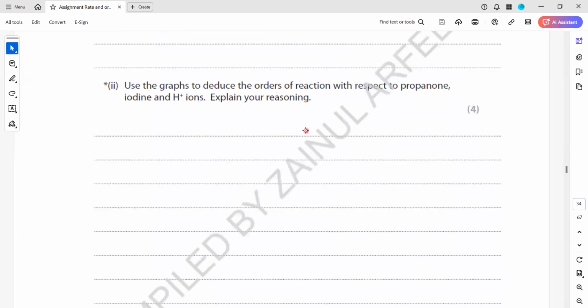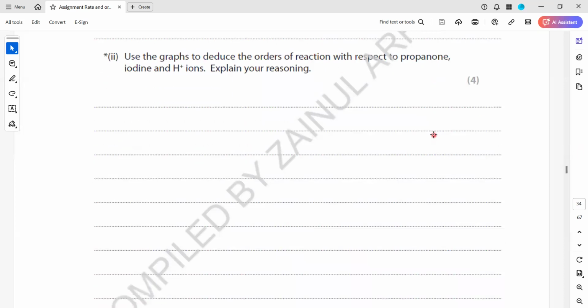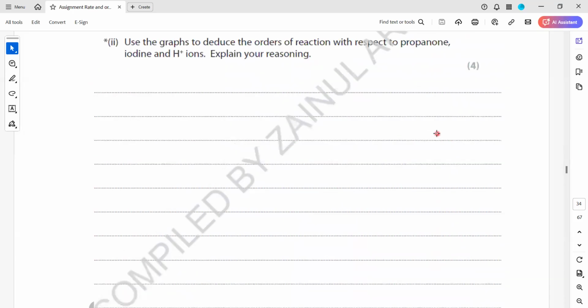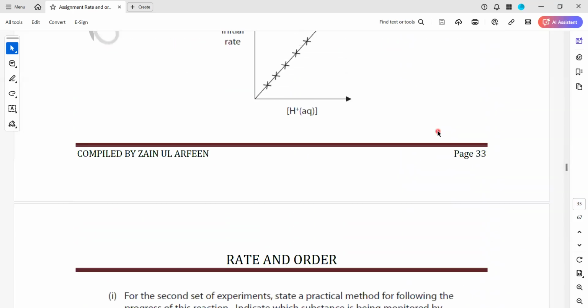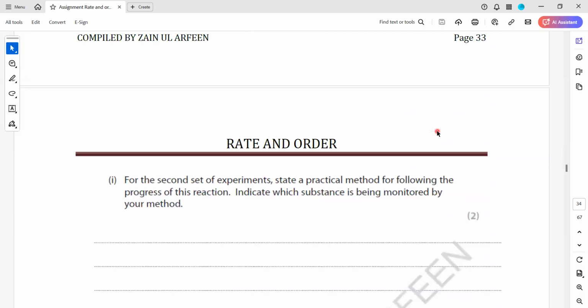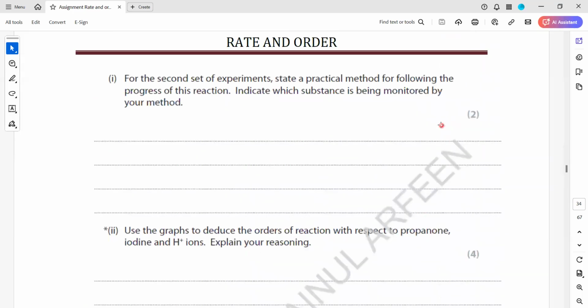Use a graph to deduce the order of the reaction with respect to propanone. We already did that: propanone, iodine, and hydrogen ion, and explain your reasoning. We did that. No, half-life we mention if the concentration-time graph was there, but not here. This is a rate and concentration graph.